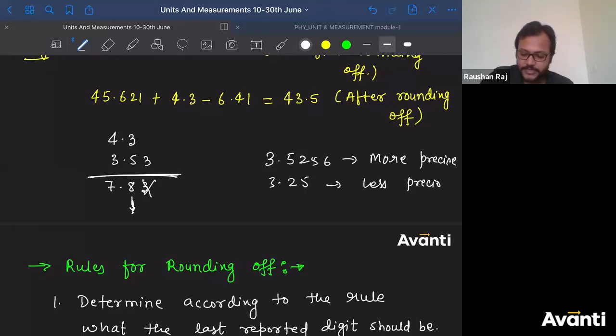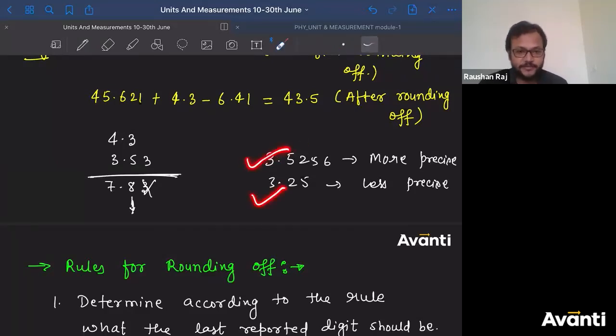You can calmly give the logic behind this. Why do we consider this as having more precision and this as having less precision? What is the reason behind that? Yes, the first answer is that this has more significant figures. After that, any other logic?